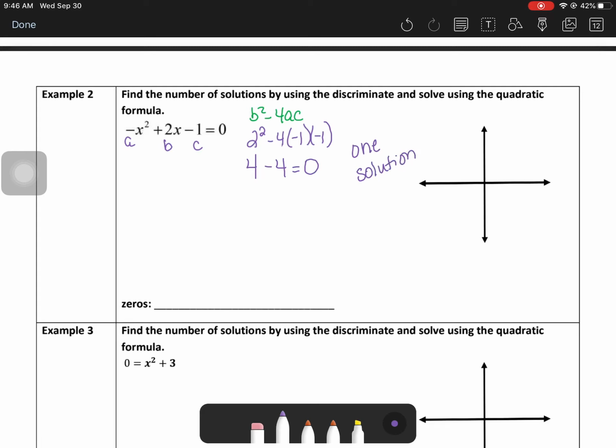And that also means that that is going to be the vertex. We look at our quadratic, it's negative, so we know that that's opening down.